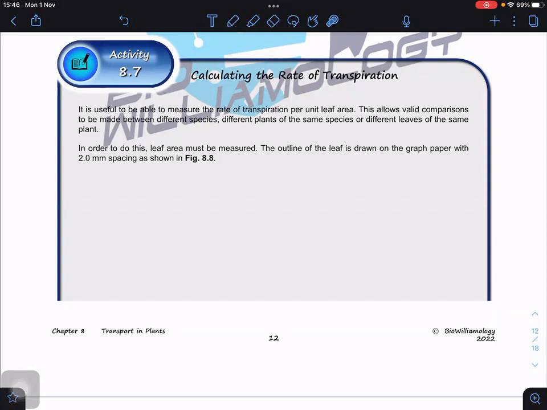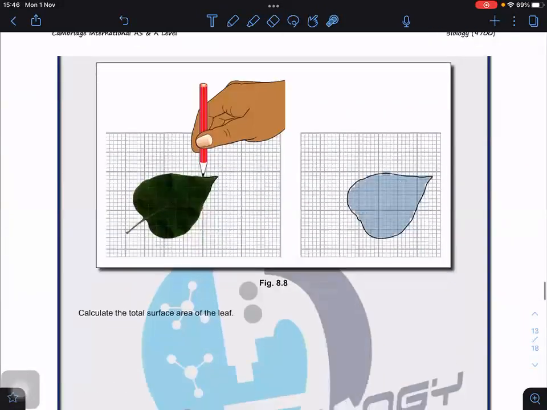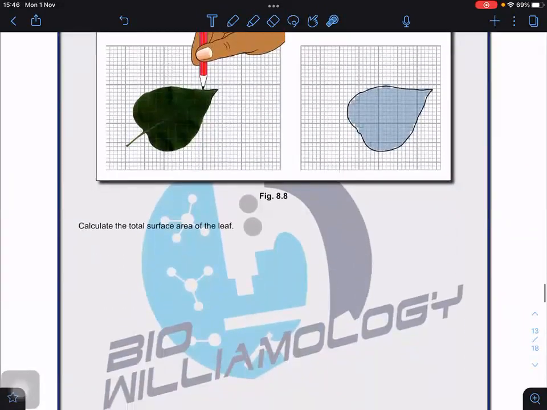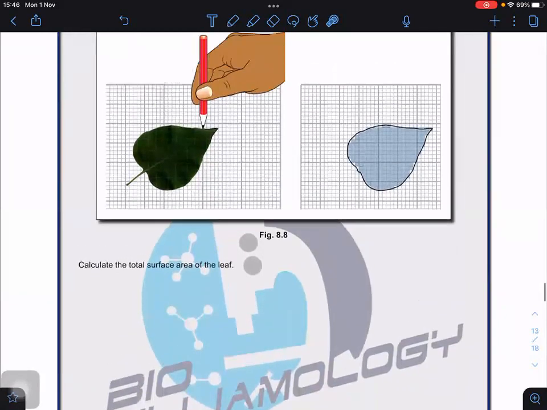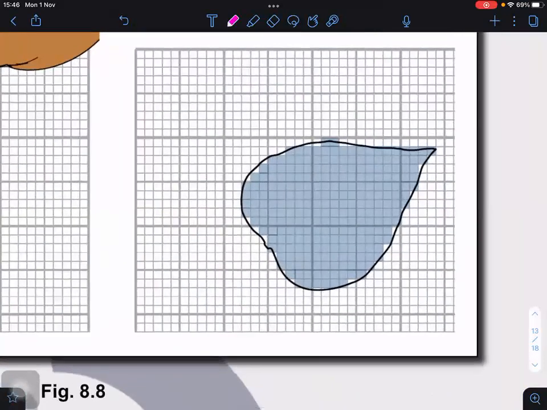In order to do this, the leaf area must be measured. The outline of the leaf is drawn on graph paper with 2.0 mm spacing, as shown in figure 8.8. Can you calculate the total surface area? So how do we calculate? Let us look at this. Enlarge this part, then you can see. First we count how many boxes. Here we have 3 boxes.